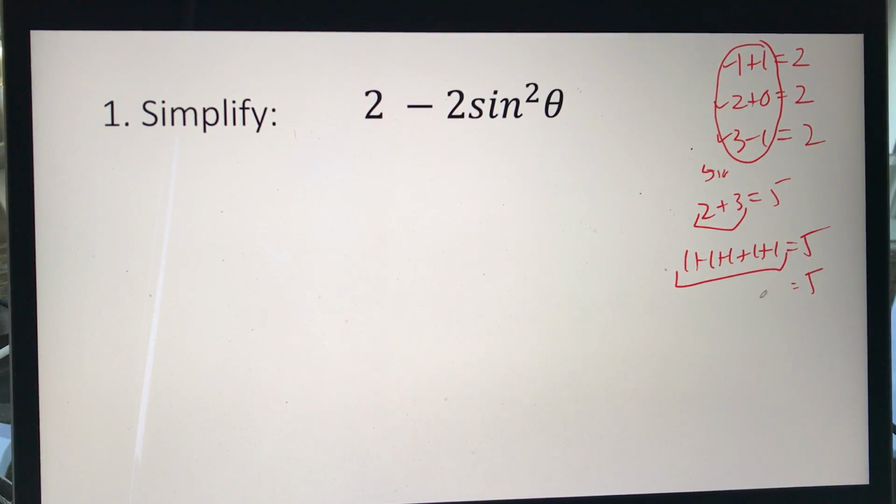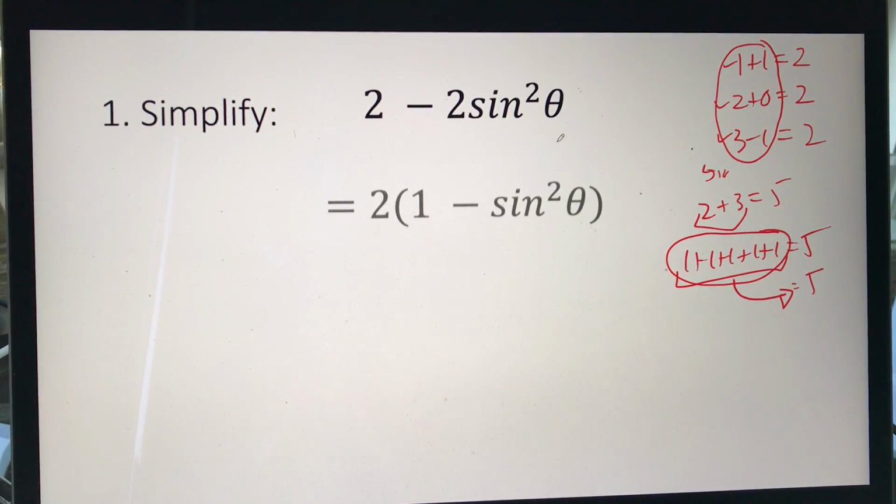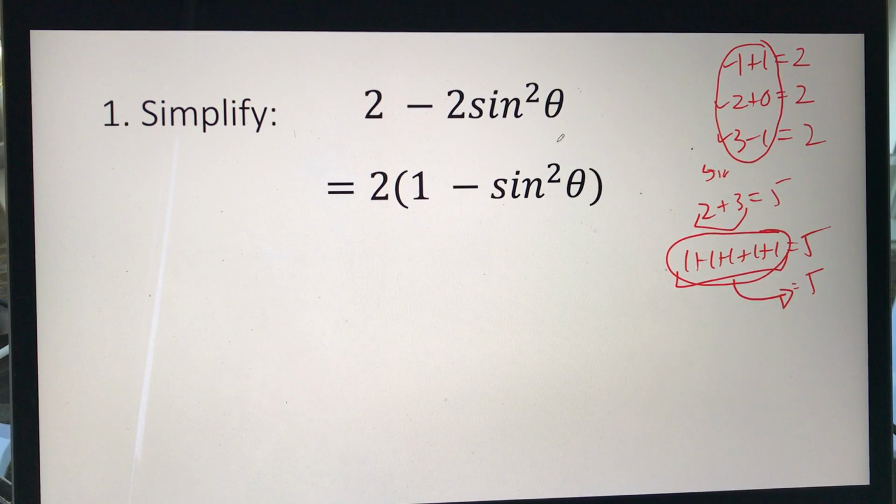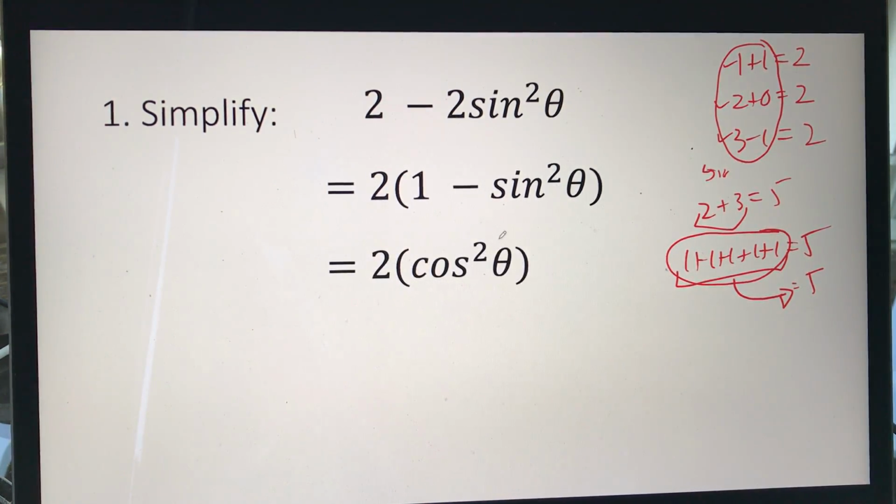So the idea with these trig identities is we're going to have a statement that's unnecessarily complex, and we're going to try to use some properties to rewrite them in a simpler form. That's part of the idea of these. So for example, here we have 2 take away 2 sine squared theta. The properties of algebra hold true. I can do some common factoring, so 2 is obviously a common factor in both of these. So I can pull a common factor of 2 up front. And then I know from the Pythagorean identity that sine squared theta plus cos squared theta equals 1.